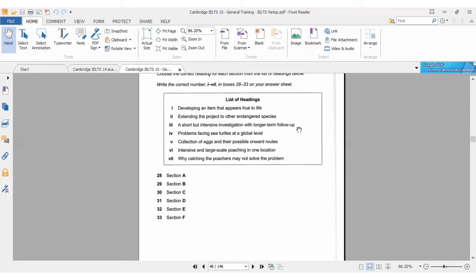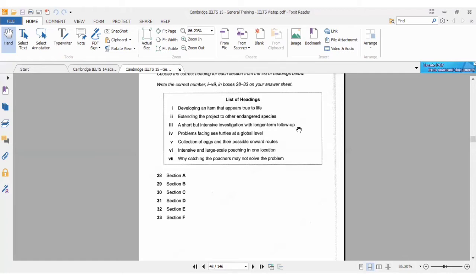Now let's look at Roman figure four. Problems facing sea turtles at a global level. Problems can be the things they suffer from, or the challenges they have, or the difficulties that they experience. And then facing sea turtles. So this is what these animals experience at a global level.